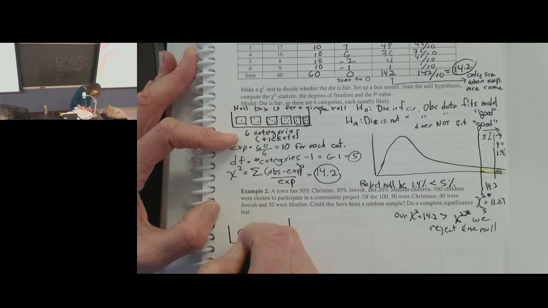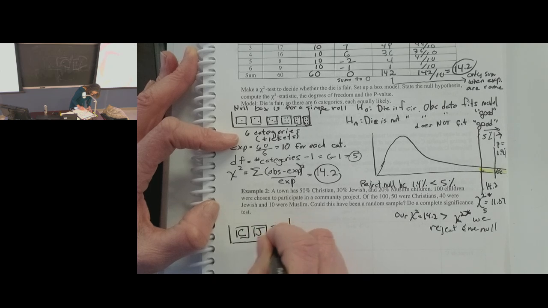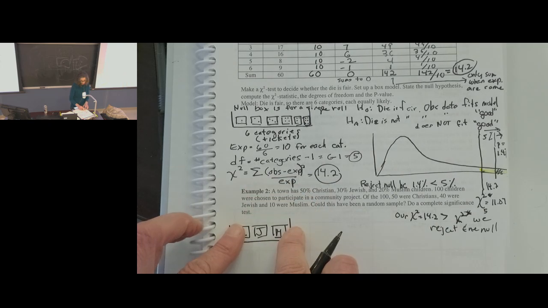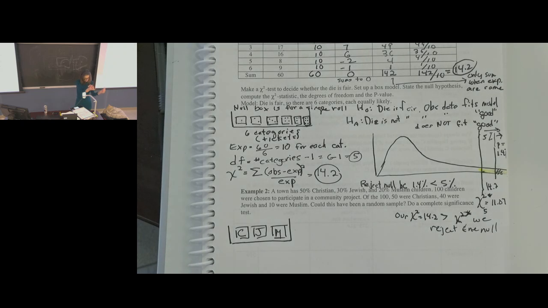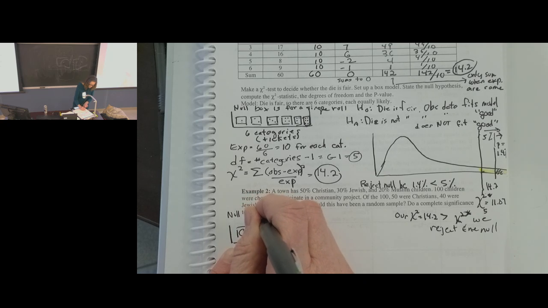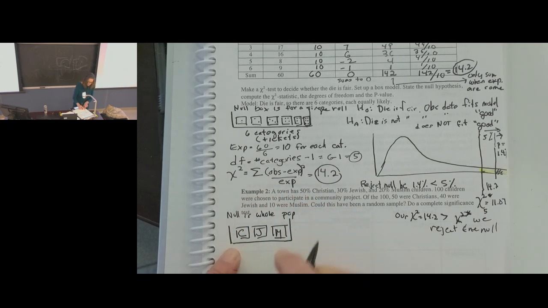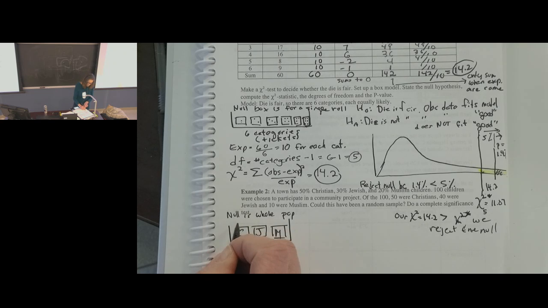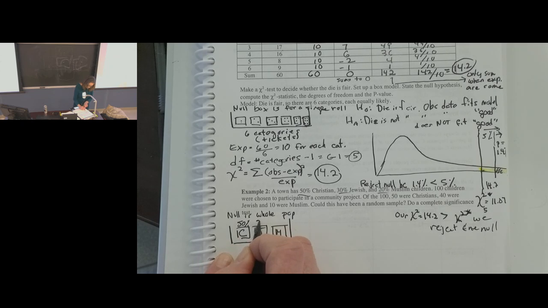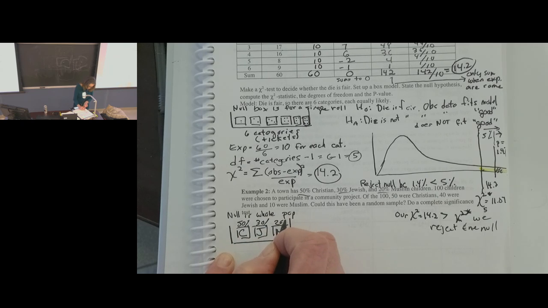So we have Christian, Jewish, and Muslim. And the null, think about it. What percentage should I put in here? Should I put in our sample percent? Remember, it's always the whole population. So this null is the whole population that we're randomly sampled from. So this should go here: 50%, 30%, and 20%. Excuse me, that looks terrible.